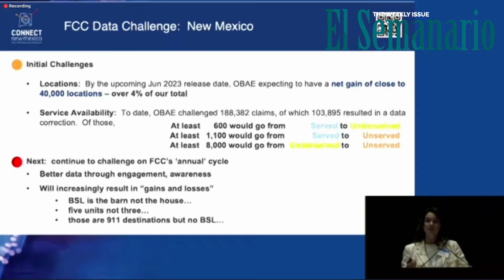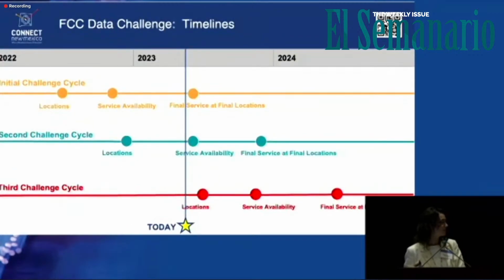The unit count is also very important. If you've got a multi-unit complex, then you need separate fiber service to each one of those units. And we know that some of the 911 addresses where our responders respond are not necessarily what's considered a broadband serviceable location. Those are just a couple of examples.